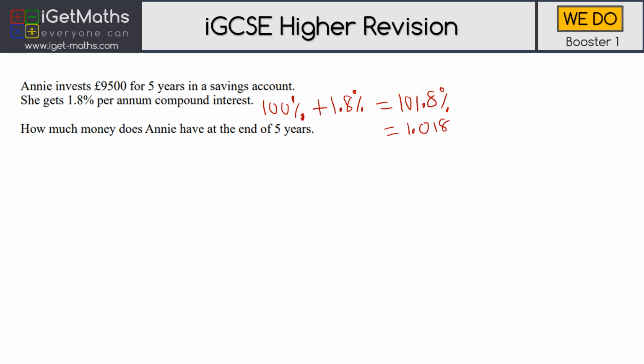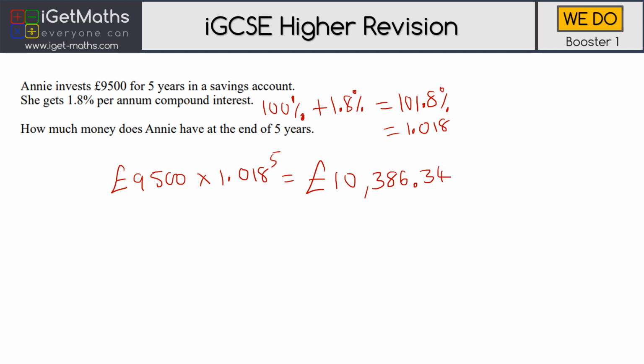1.018. So now you get your amount in the question, which is 9,500 times 1.018. Remember, you want the decimal multiplier here, and that will be to the power of 5 years. Hit that in your calculator. 9,500 times 1.018 to the power of 5, and that should give us 10,386 pounds and 34 pence to the nearest two decimal places, because we're talking about money.